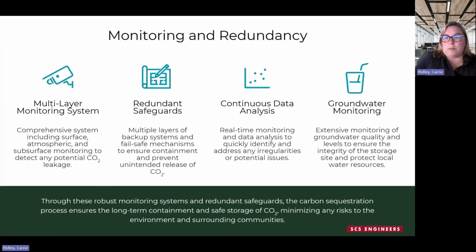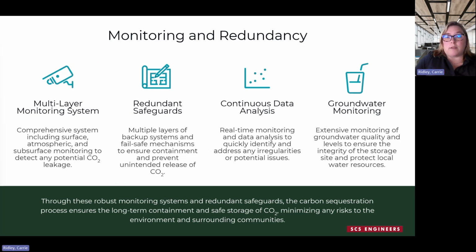I've mentioned containment multiple times and ensuring there are no releases, but why? First, we want to avoid leaks out of the storage zone that could migrate into the usable drinking water, or USDW. We also want to avoid any releases to the surface where there could be an environmental and health and safety issue, as well as a loss of containment, which would allow emissions to escape into the atmosphere.